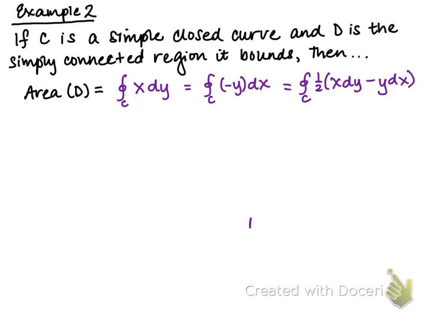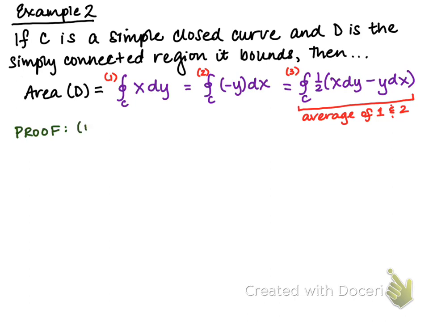Okay, so you can see I've given three area formulas here. And this third one, you probably can recognize, this is actually the average of 1 and 2. Okay. All right, so let's prove this. Okay, so proof. We can use Green's theorem to prove this.